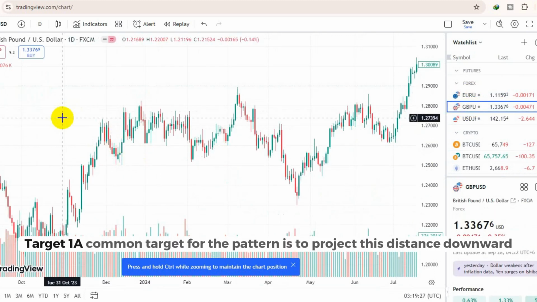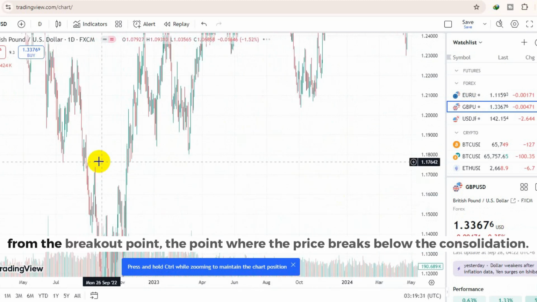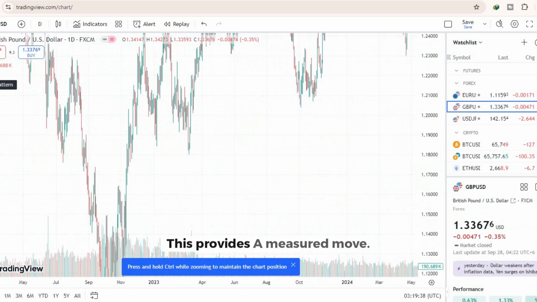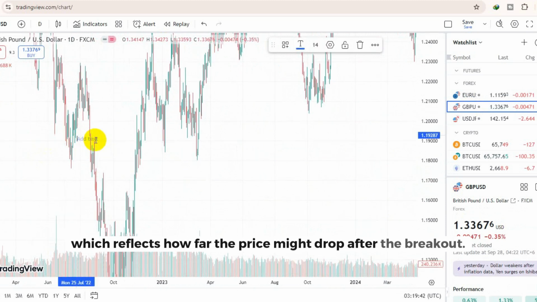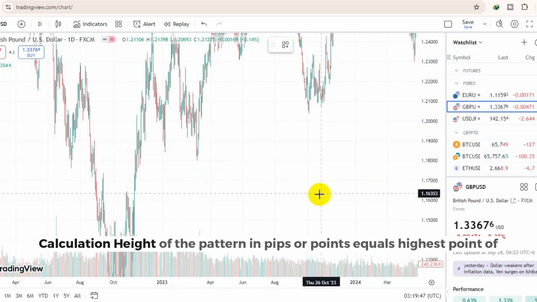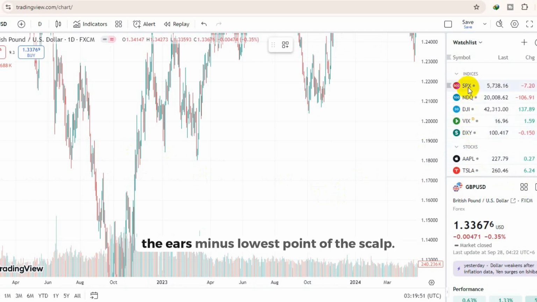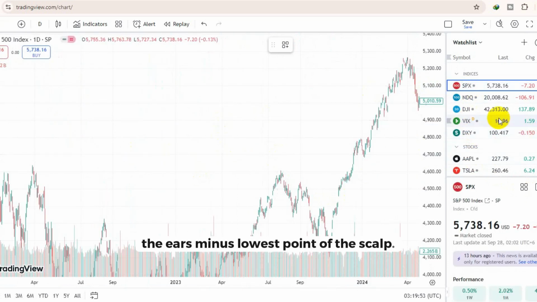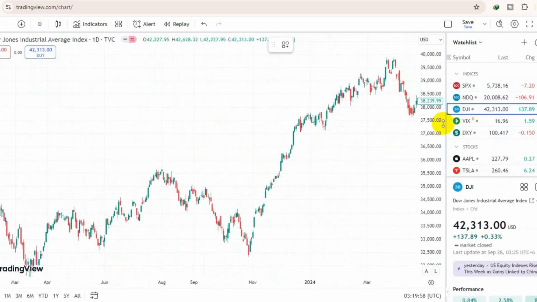Target 1. A common target for the pattern is to project this distance downward from the breakout point, the point where the price breaks below the consolidation. This provides a measured move, which reflects how far the price might drop after the breakout. Calculation. Height of the pattern, in pips or points, equals highest point of the ears minus lowest point of the scalp. Project the same distance downward from the breakout.